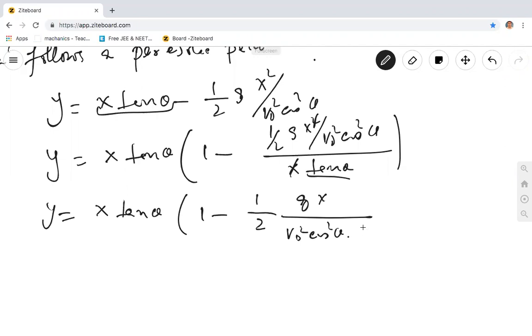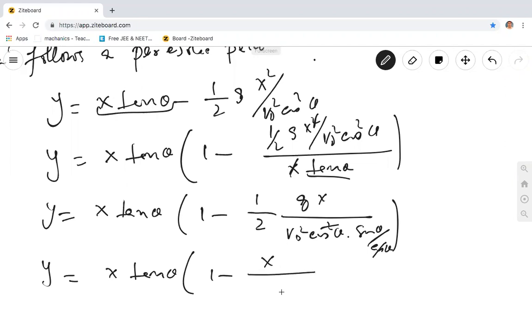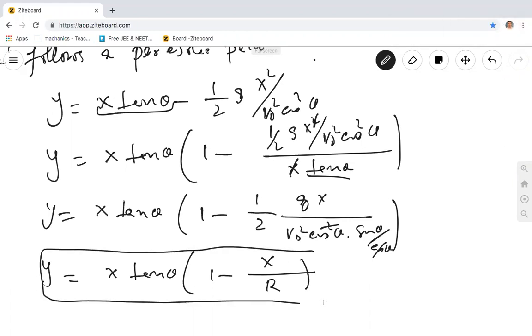This tan theta is sin theta by cos theta. Exactly. Yes. One cos term finishes off. So y is equal to x tan theta times 1 minus, no, 1 by v0 square, g x by v0 square into. Okay. Did you understand something? Yes, sir.